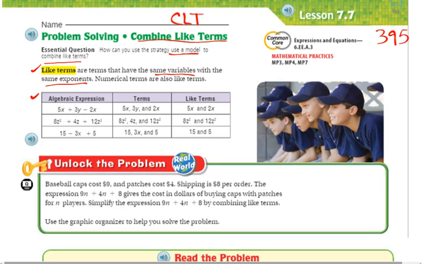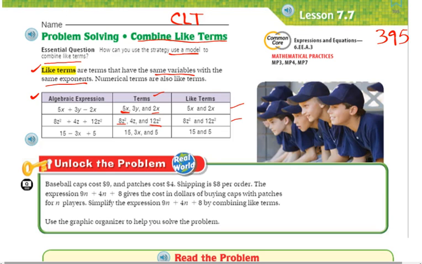The algebraic expression 5x plus 3y minus 2x, where the terms here are 5x, 3y, and 2x. And the like terms would be the ones that have the same variable part. So I have two terms here that have x as their variable, so our like terms would be 5x and 2x. For the 8z to the second power plus 4z plus 12z to the second power, you'll notice that we have three terms, 8z squared, 4z, and 12z squared, and then we have two terms here that have the same variable part of z squared, so those would be our like terms.